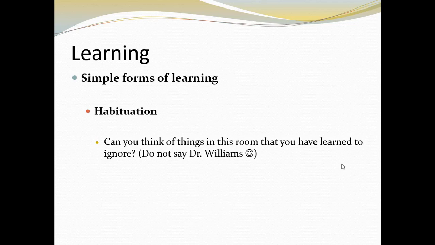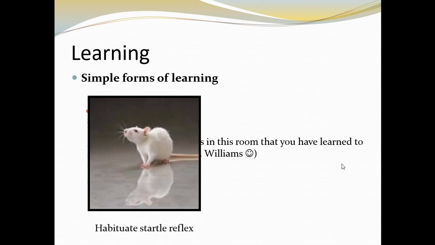Here are a couple of examples. You can actually see this in a rat when you have a rat in an operant chamber, which we'll talk about next time. But you can actually habituate the startle reflex. And so what you'll see here is a rat who will initially be startled by a loud noise, but then gradually after repeated exposure, you see that that startle response goes away.